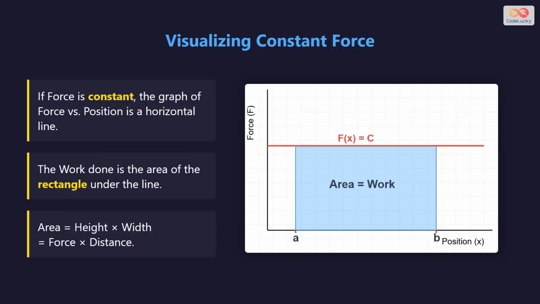If we graph this constant force against position, we get a flat, horizontal line. Notice that the work, which is force times distance, corresponds exactly to the area of the rectangle underneath this line. This connection between work and area is crucial.